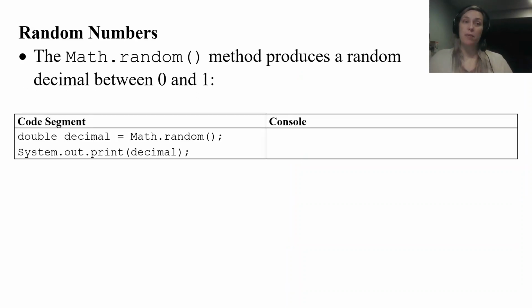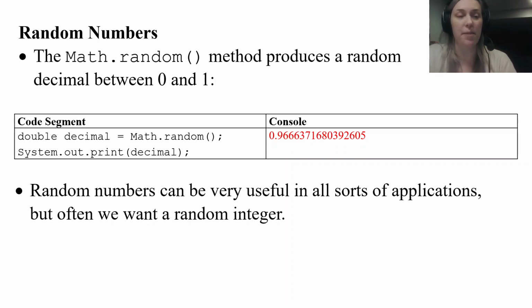Now let's switch to random numbers, because this is probably going to be the little new piece here. Math.random produces a random decimal between 0 and 1. If I were to have this code segment and I printed off what that decimal was, what would print to the console would be this long decimal, something that looks like this. It would cut off, I forget at how many decimal places, but that's what would appear if you just did the Math.random.